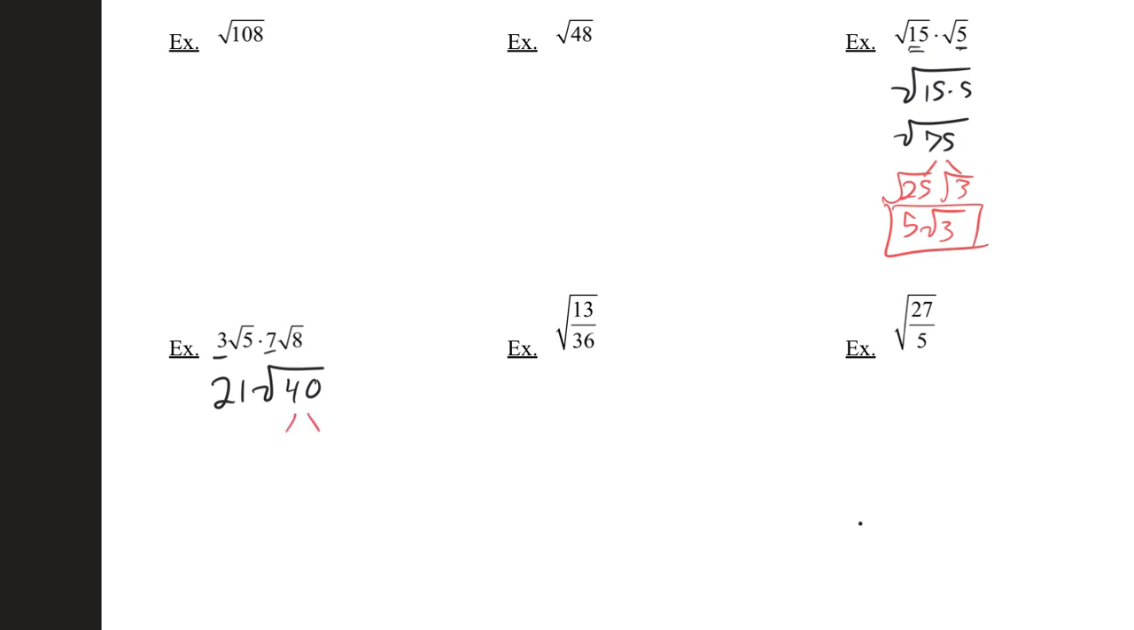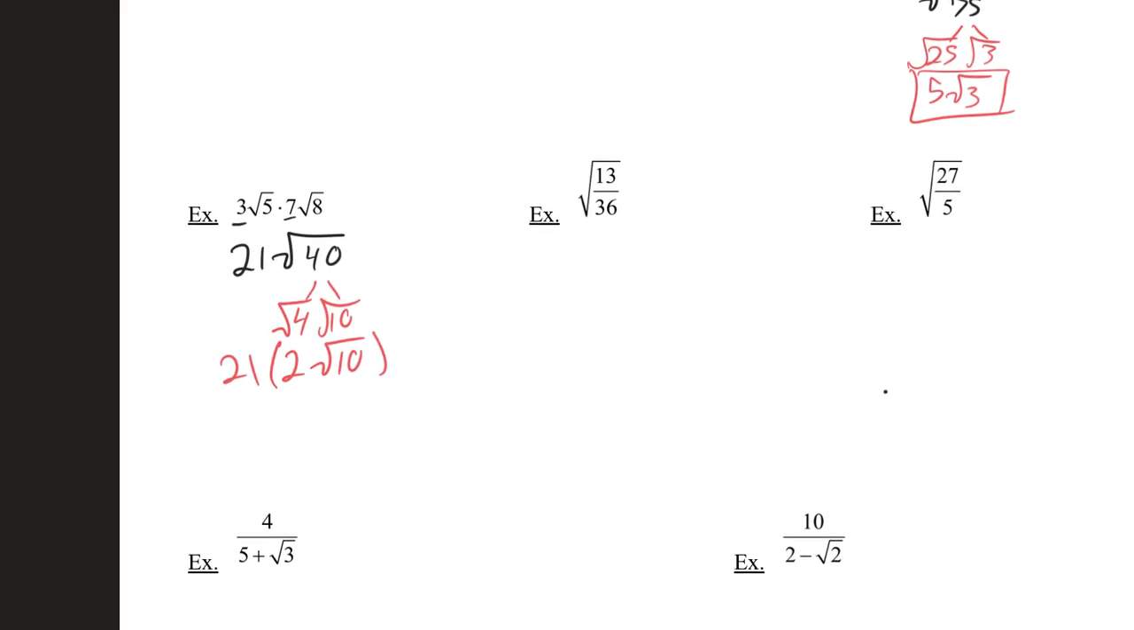And then I can simplify the square root of 40 by taking a perfect square out of it. We've done this a couple times now, so that is 4 times 10. So that becomes the square root of 4 times the square root of 10, which is 2 square roots of 10. And then I still need to multiply that by 21. It's the same process. The numbers outside can be multiplied together. So 21 times 2 is 42 square roots of 10.